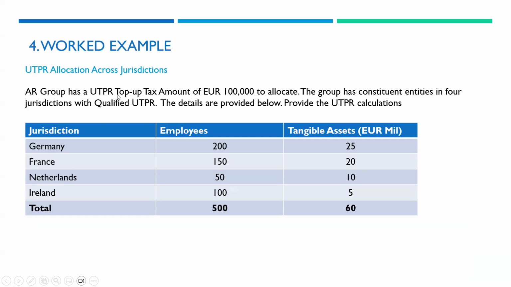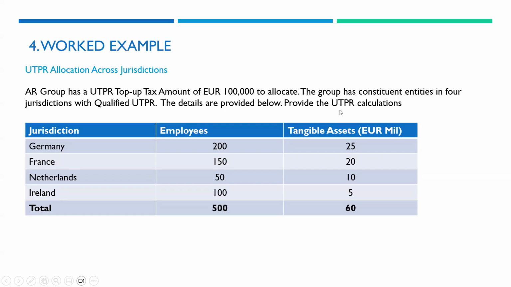Okay, so they have already calculated the residual amount. It is the UTPR top up tax amount, not the total top up tax amount. So after IIR, 100,000 is still to be collected. The group has constituent entities in 4 jurisdictions with qualified UTPR: Germany, France, Netherlands, and Ireland. The details are provided to you.